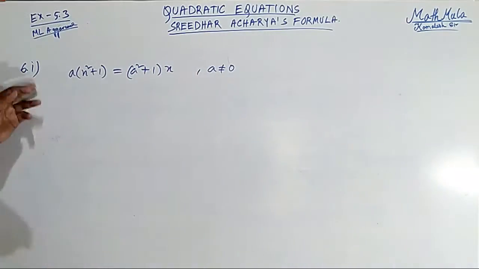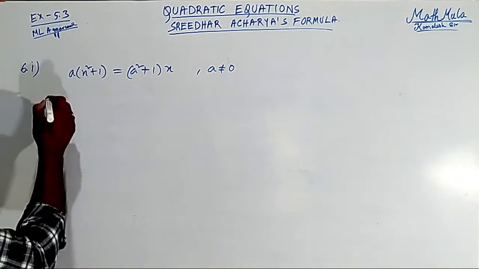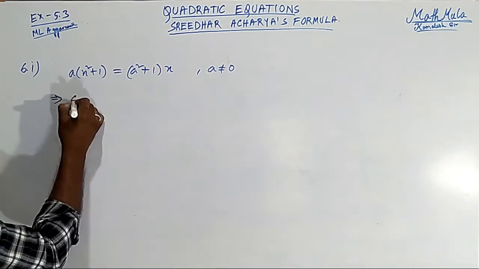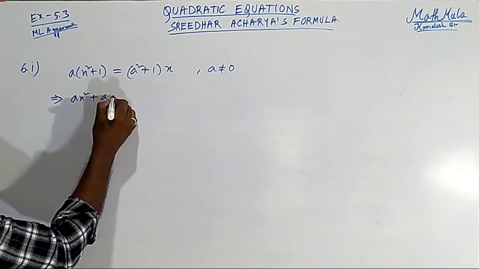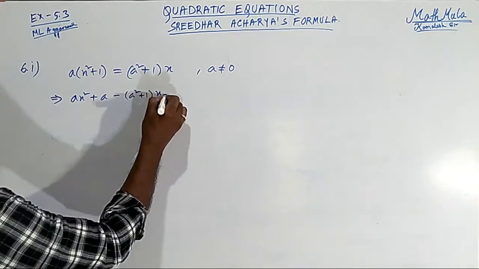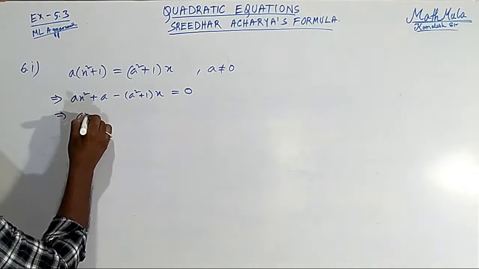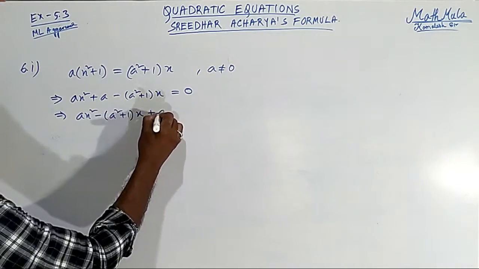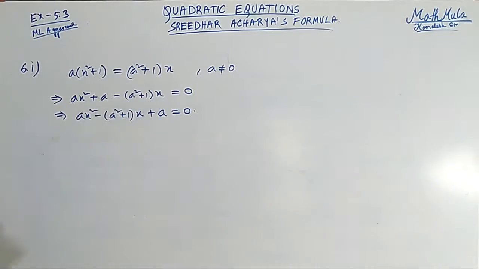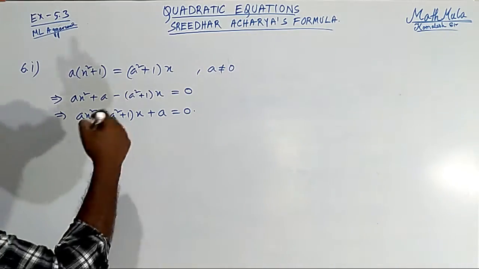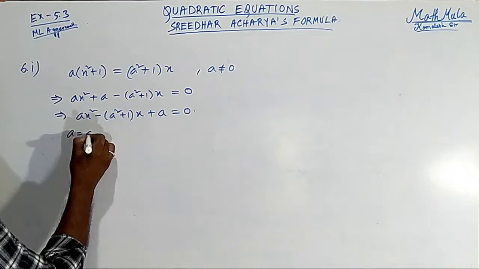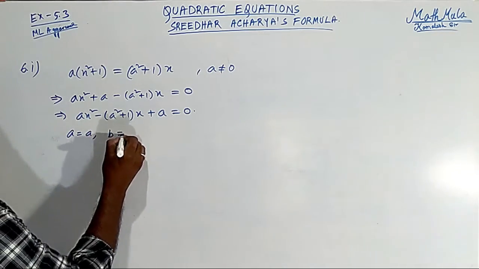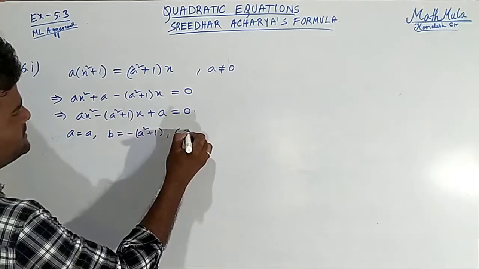Now we solve sum number 6.1. ax square plus 1 is equal to (x square plus 1) into x, where a is not equal to 0. So first simplify this equation and make it in standard form. That implies ax square plus a into 1, that is a, minus (a square plus 1) into x is equal to 0. That implies ax square minus (a square plus 1) into x plus a is equal to 0. So this is the standard form, and if we compare this equation with the general form, then a is equal to a, the first term, and b is equal to minus (a square plus 1), and c is equal to a also.